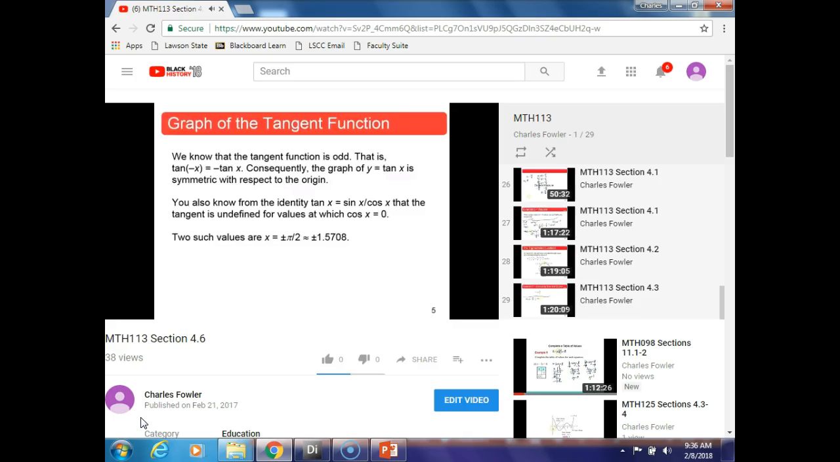You know from the quotient identity that tan x is equal to sin x over cosine x. Now, sine is the odd function and cosine is the even function.